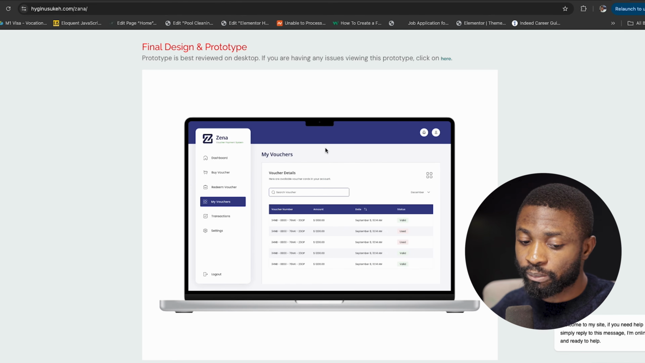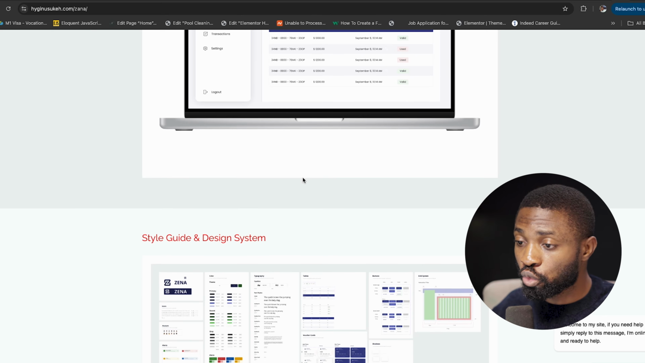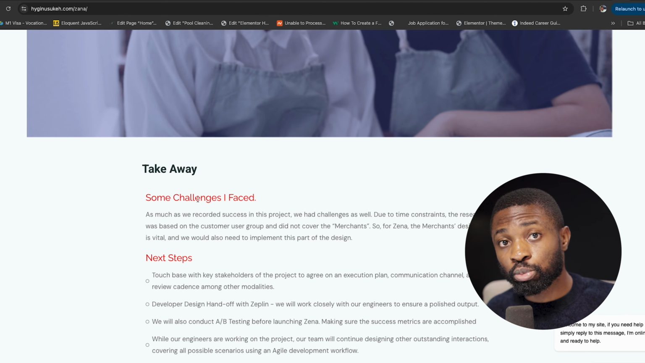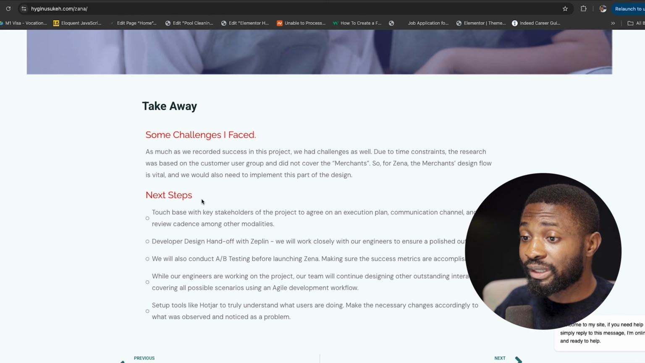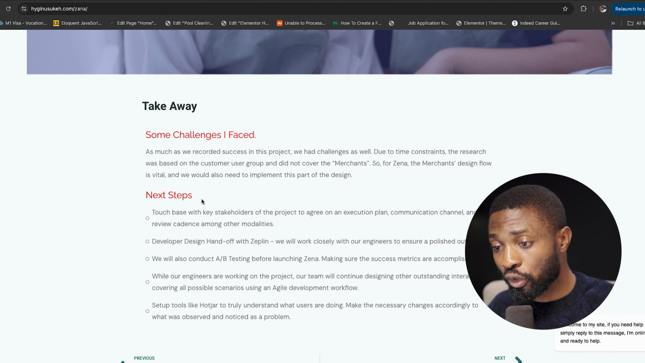Then the last thing I talked about is ending with a reflection, what you have learned and what you do differently the next time when you jump on the project. You could see challenges can be what I faced and what I learned from it. Then the next step is what I would do differently when I have the opportunity to work on this project.